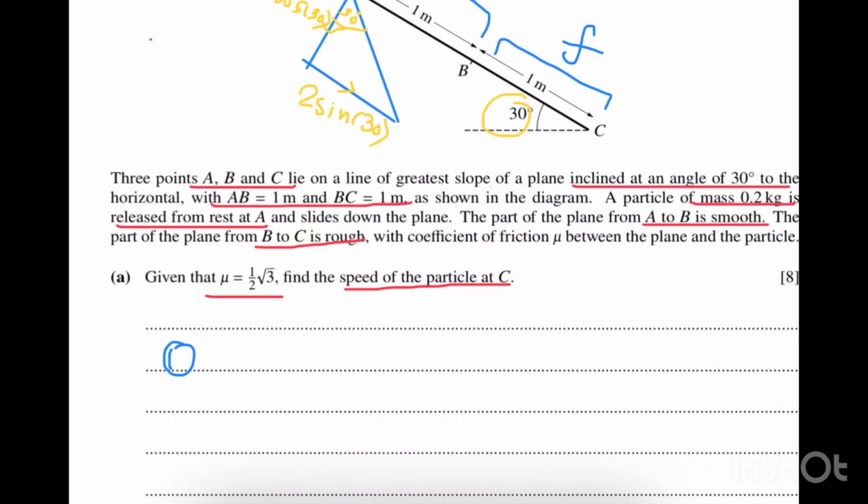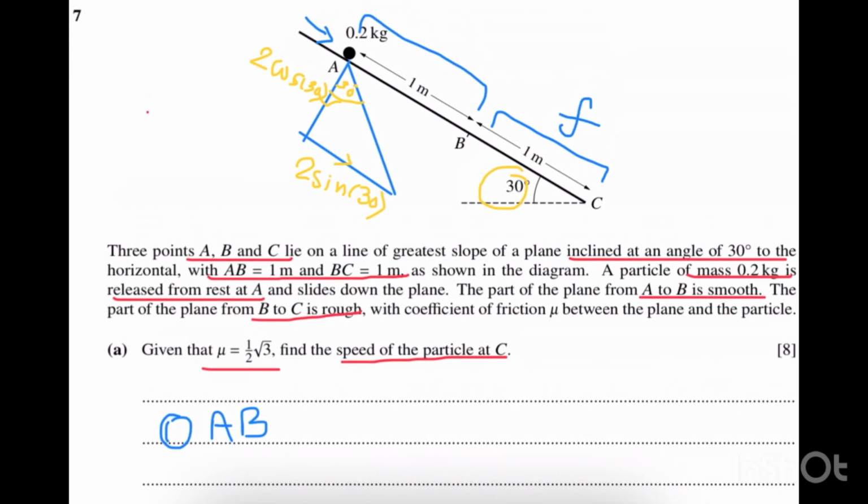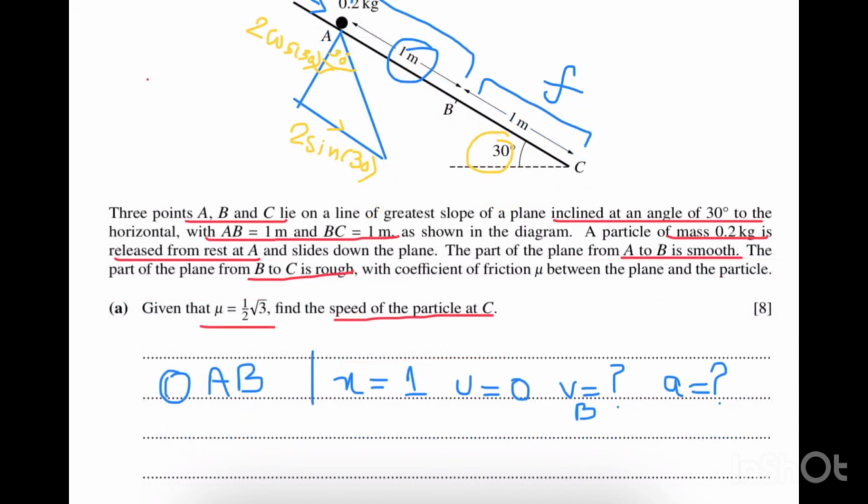The first part, which is the journey from A to B, what we know is that the distance is 1 meter. So distance is 1. And we know it's released from rest, so the initial speed will be 0. And we are unaware of the final velocity, which will be the velocity at B. And we don't know the acceleration as well. So in order to find the velocity of the particle at B, we need to first find the acceleration.